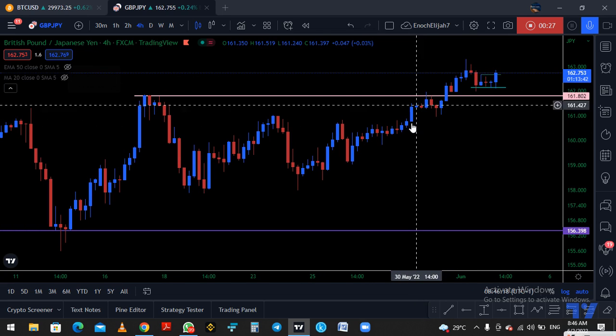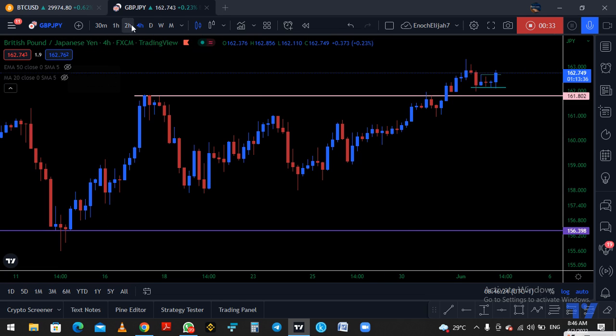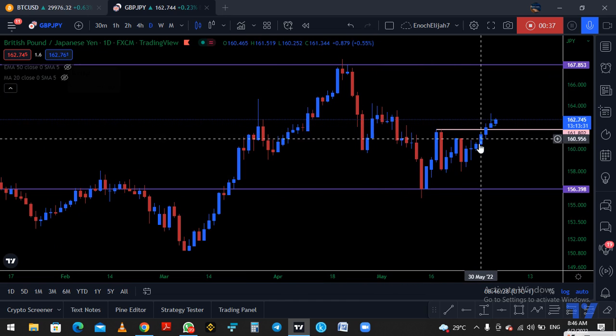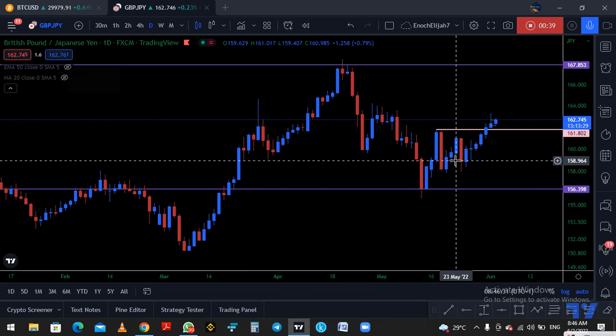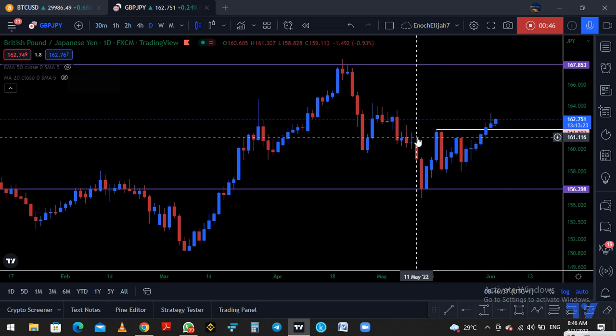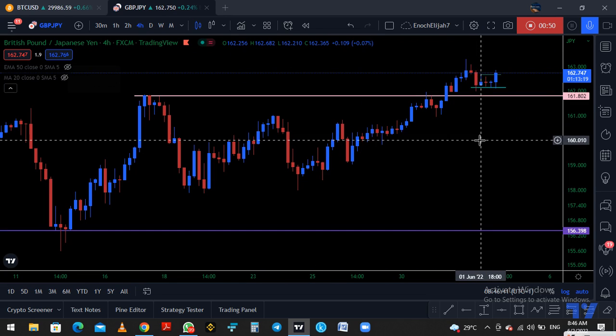This is pound yen on an uptrend here on daily. So I'm looking for a pullback entry on a lower time frame to go for the day trade, which may not happen now. Maybe later today it will happen.